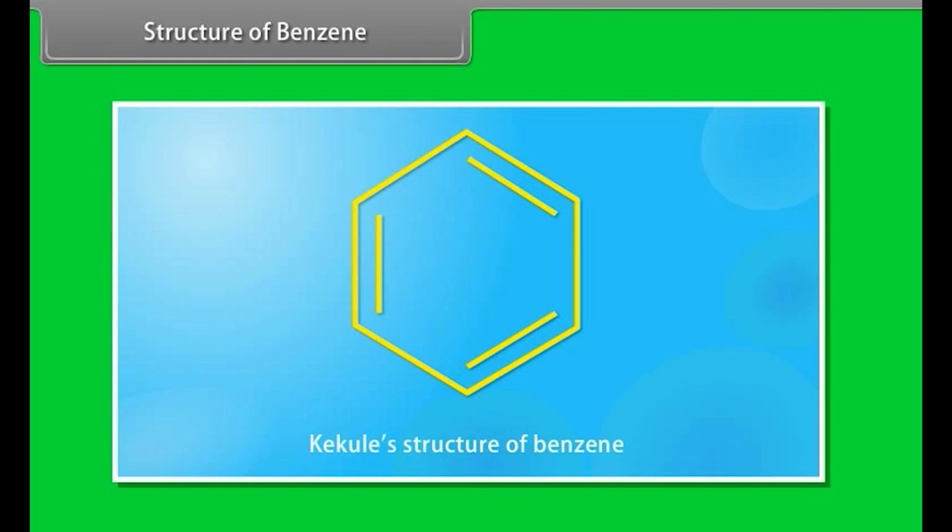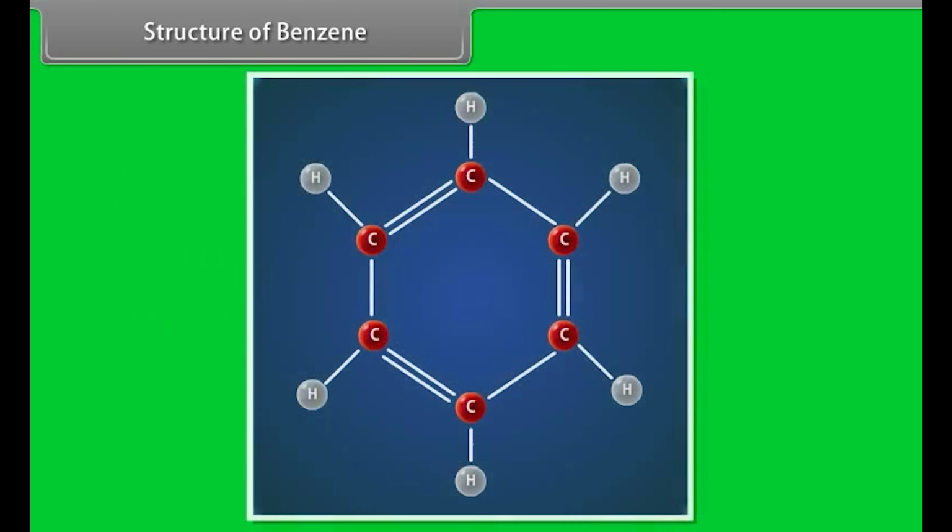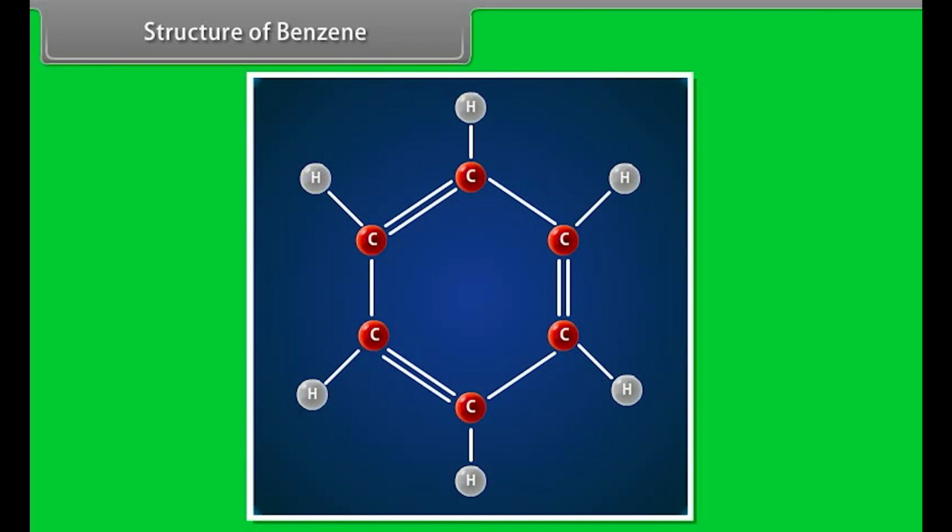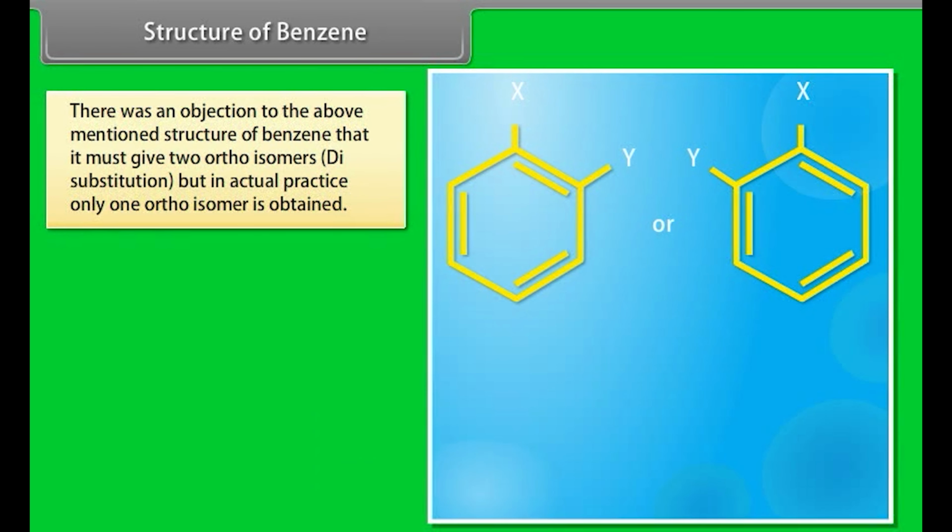Structure of benzene. A chemist, Kekulé, in 1865 suggested the following structure for benzene. According to Kekulé, 6 carbon atoms in benzene are on the 6 corners of a regular hexagon. Each C atom is attached with one H atom. There are 3 alternate double bonds between 2 C atoms to complete the 4th valency of carbon. There was an objection to the above-mentioned structure of benzene that it must give 2 ortho isomers on disubstitution, but in actual practice only one ortho isomer is obtained.